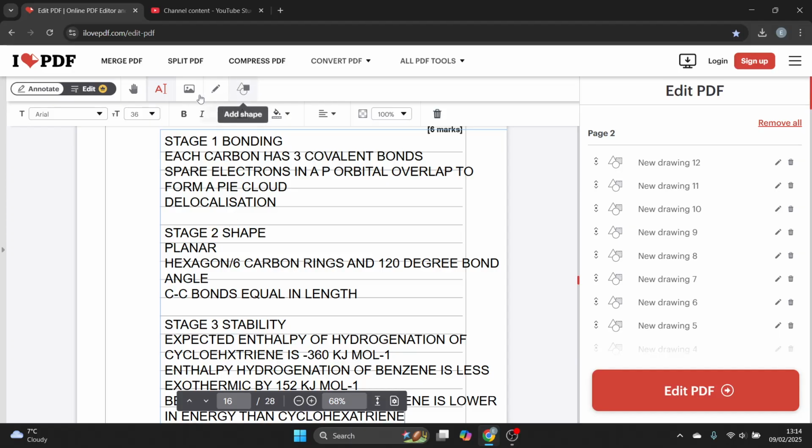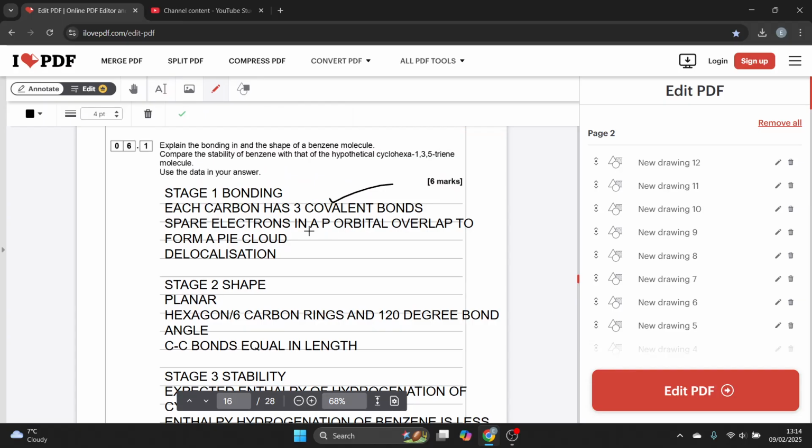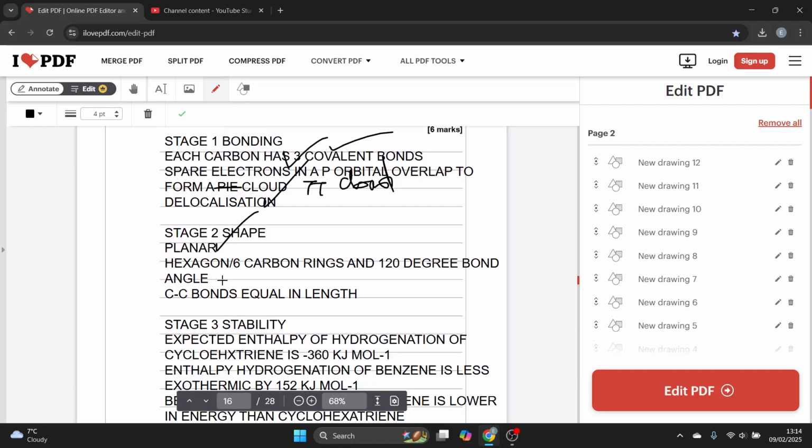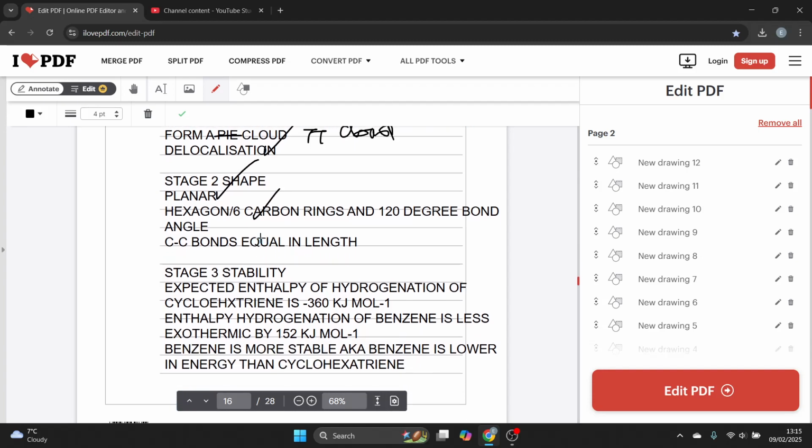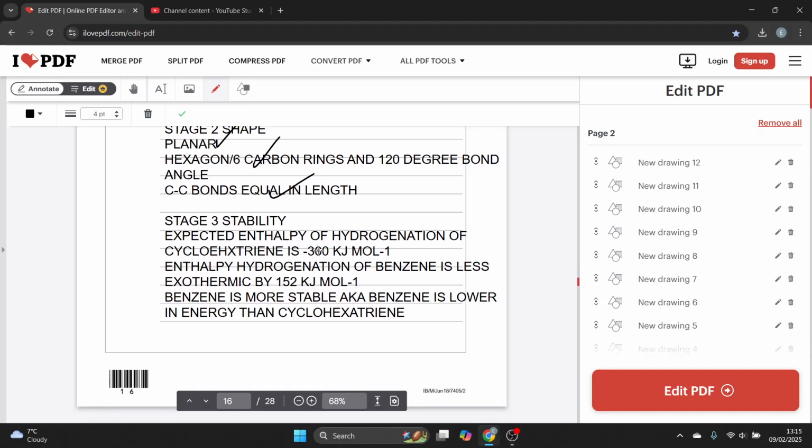Stage 1 bonding. Each carbon has 3 covalent bonds. Spare electrons p orbital overlap to form a pi cloud. Delocalization. Stage 2 shape, planar shape, hexagon / 6 carbon rings and 120-degree bond angle. Carbon-carbon bonds equal in length. Stage 3 stability. Expected enthalpy of hydrogenation is that. Enthalpy of hydrogenation of benzene is that, less exothermic by 152 kilojoules mole to power minus 1. Benzene is more stable, aka benzene is lower in energy than cyclohexatriene.